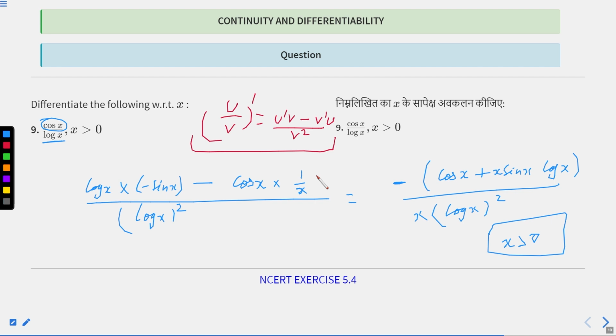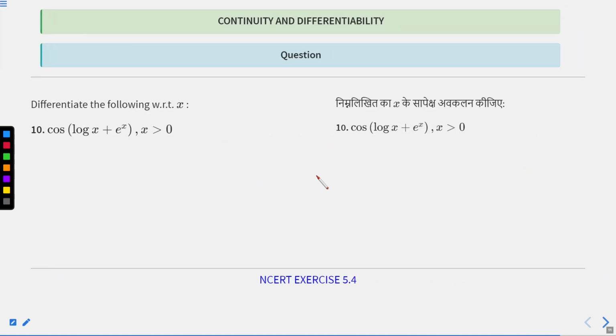Problem number 10 of NCERT exercise 5.4. Then we will wrap up our session. So the 10th problem says cos of log x plus e^x. Then we have to find the derivative. Very simple. If two expressions are getting summed, then you have to find the derivative of each and then add. That's the only thing you have to do.